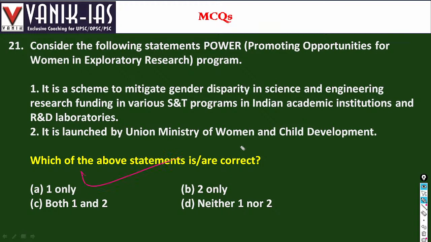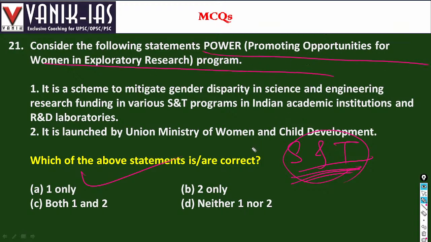Is it launched by the Union Ministry of Women and Child Development? No, it is launched by the Department of Science and Technology. Right, Department of Science and Technology. Launched by Science and Engineering Research Board, that is a statutory body of the Department of Science and Technology. That is POWER, Promoting Opportunities for Women in Exploratory Research program. So one only is the answer.